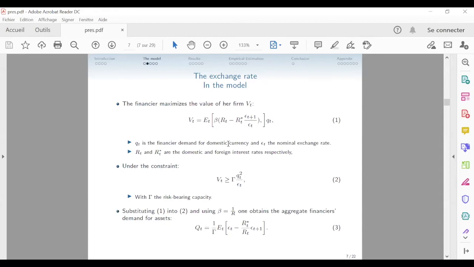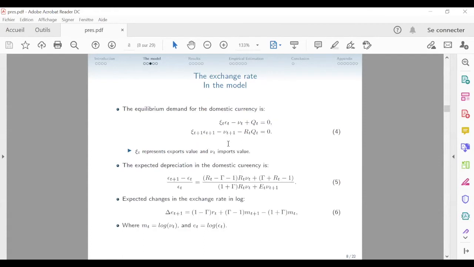What we can say here first is that when the current exchange rate depreciates, the demand for the asset by the financier increases, because the exchange rate is expected to appreciate, which increases the return. When the domestic interest rate increases, it increases the return, so the demand increases. The opposite holds for the foreign interest rate, obviously. And when gamma increases, the risk increases, so the demand of the financier reduces.